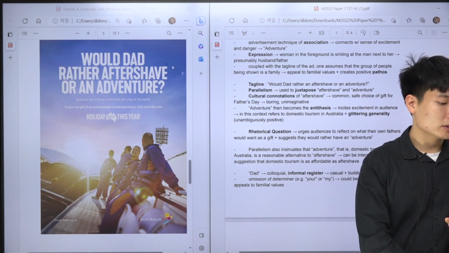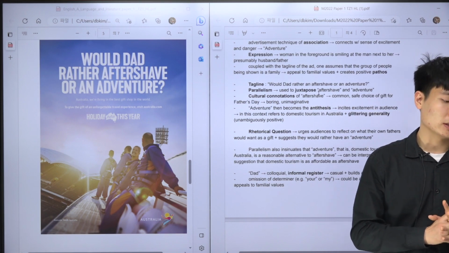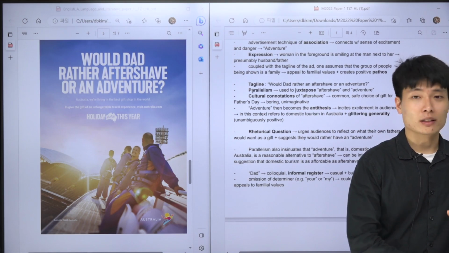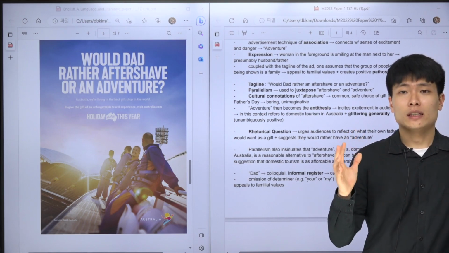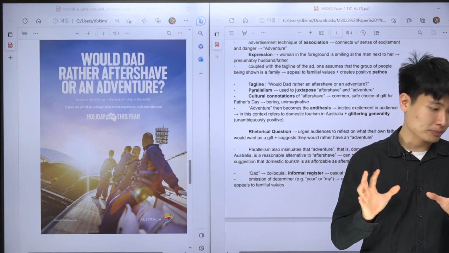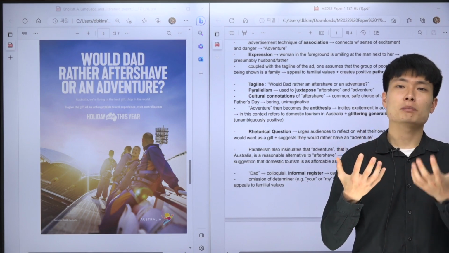Okay, now let's go into the tagline in depth. Would you rather aftershave or an adventure? The most important part of this tagline is that it uses parallelism, when a sentence or clause repeats a grammatical structure. So what parallelism does is that it is used to juxtapose two ideas.